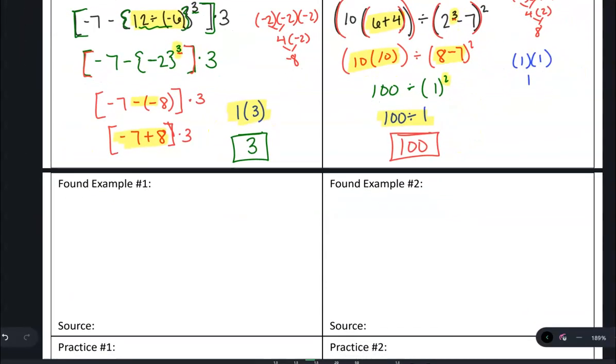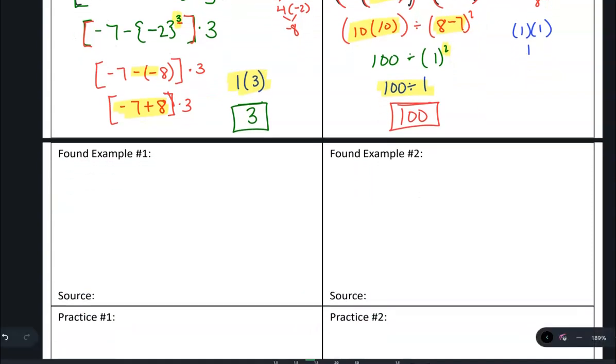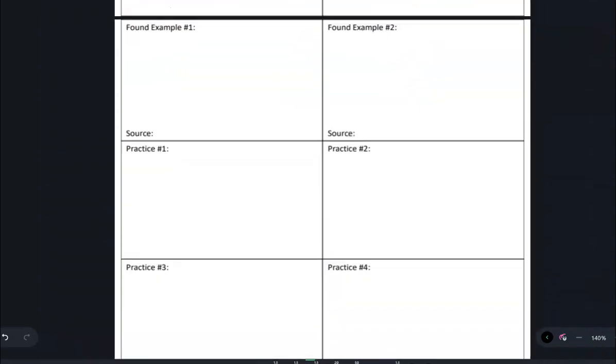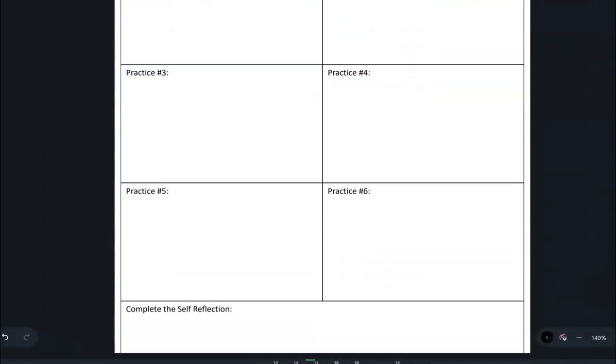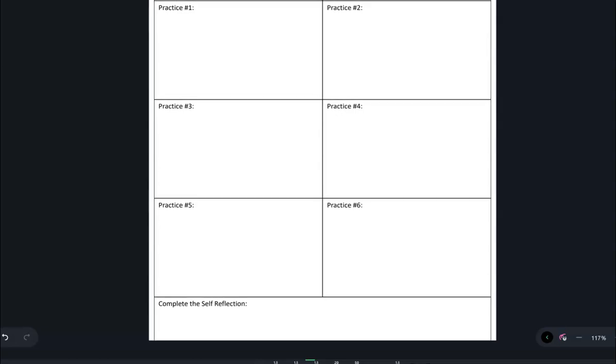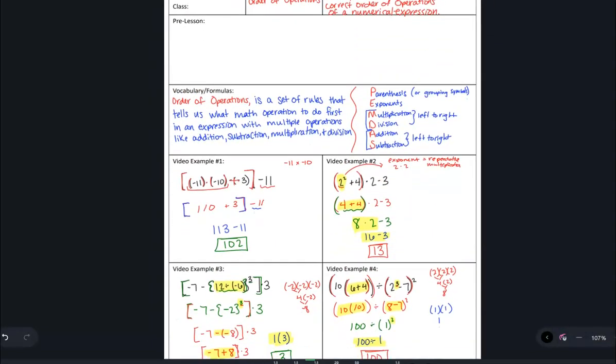It is your job to go find 2 examples from the internet. Make sure you cite your sources. I have several websites that you have available to you on our classroom website. Complete your 6 practice problems, complete your self-reflection, and then let's take a mastery check.